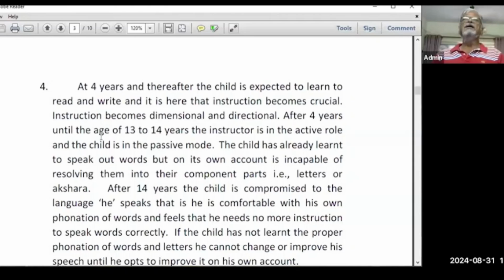After 4 years, until the age of 13 to 14 years, the instructor is in the active role and the child is in the passive role. The child has already learned to speak out words, but on its own account is incapable of resolving them into their component parts, that is, letters or akshara.